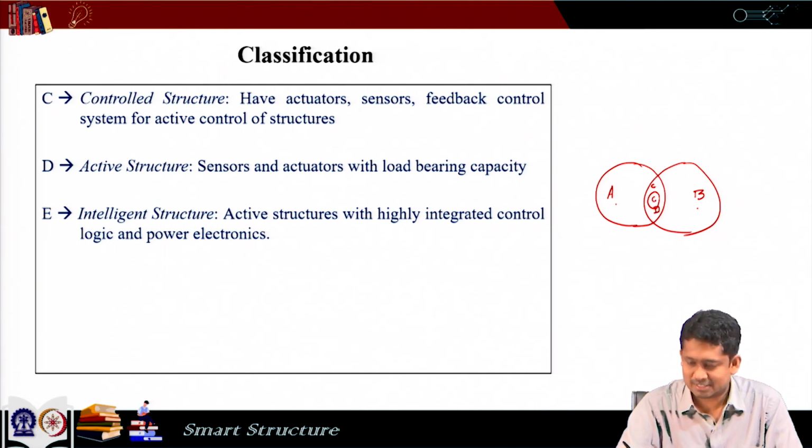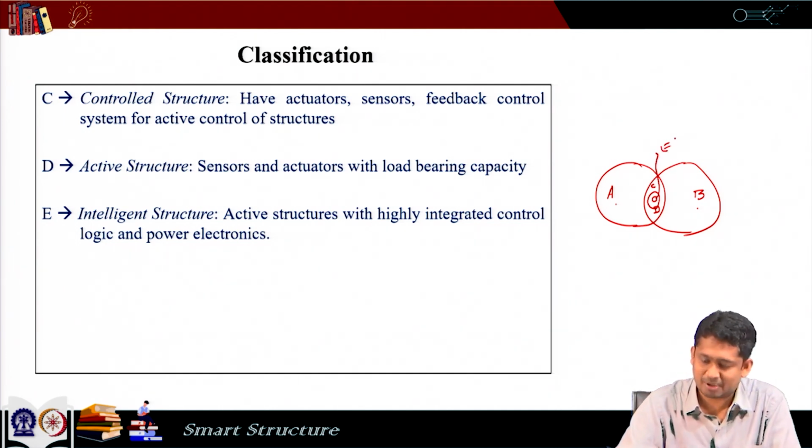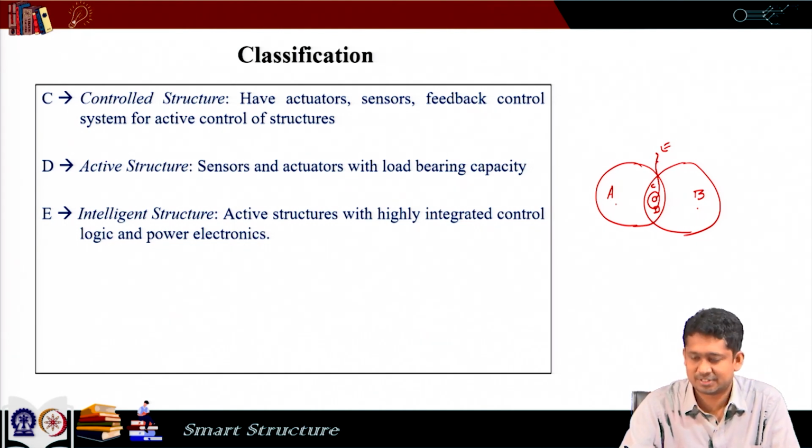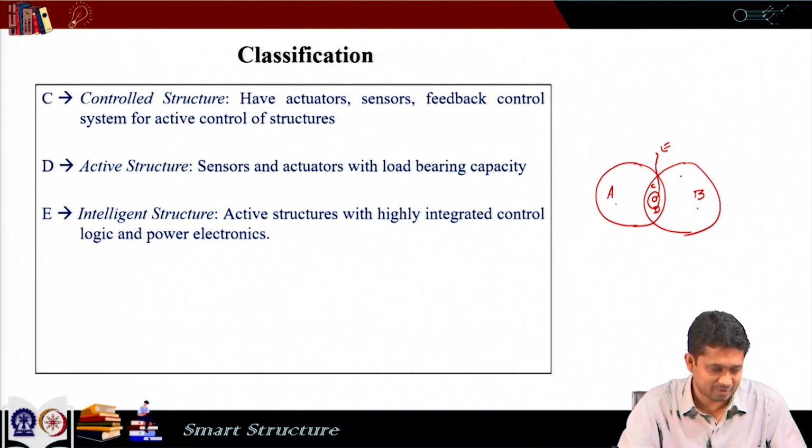And again within this active structure, if it has highly integrated control logic and power electronics, then we can call it an intelligent structure. So, this is a kind of hierarchy of different types of structures. So, as we can see, as we go from A to B towards D, C, E, the smartness increases.